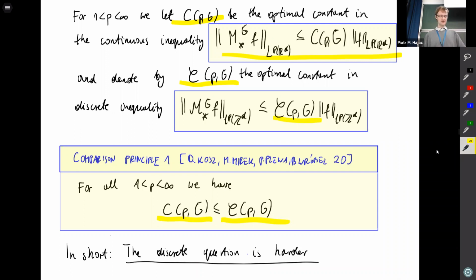Okay, so the discrete question is harder, but I only gave you some negative examples. I'm just complaining that we cannot do anything so far, but there are some things that we can do. Some of them are easier, some of them are hard. Some of them are connected with number theory, and some of them are connected with combinatorics. You will see in a moment.